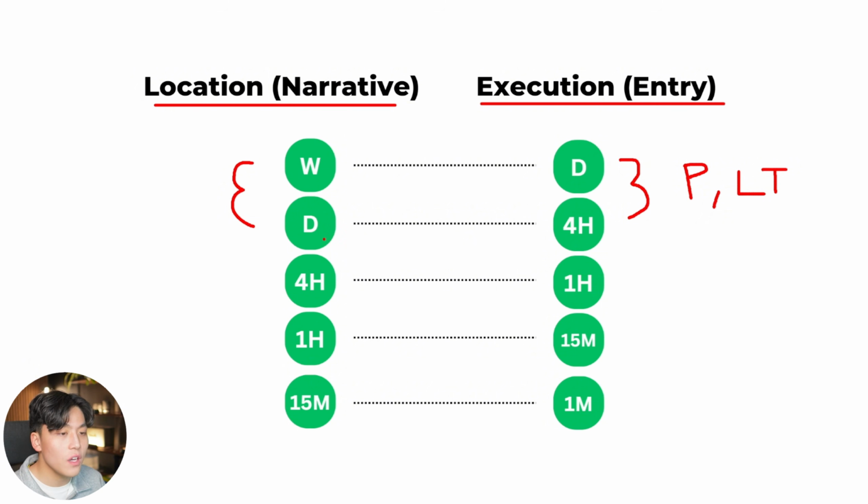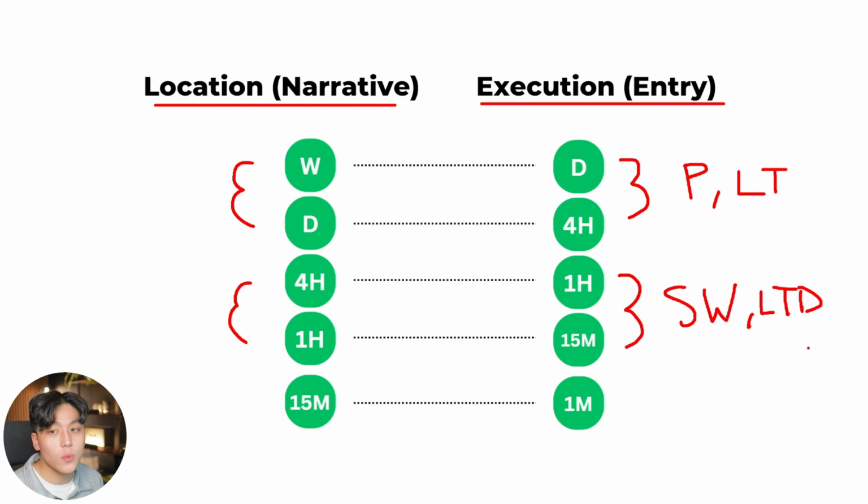If we go into the time frames lower, for example, the 4 hour and the 1 hour time frame, now our execution and entry is going to be on the 1 hour and 15 minute time frame. This is really good for swing trading and longer term day trades. So this is really good if you're trying to capture a higher time frame thesis. Maybe you're swinging for a couple days or to a week.